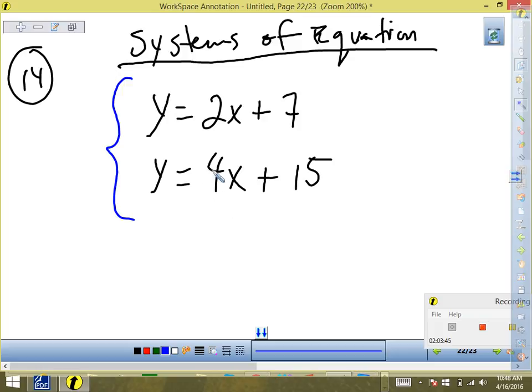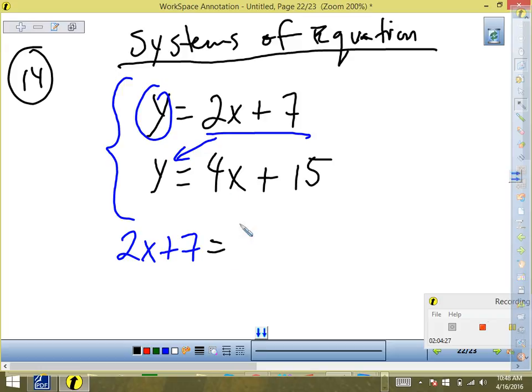You're like, what does that mean, Mr. Q? Why? This one says that y is 2x plus 7, yes? Y is this. So on this equation, we already know what y is. What is y? 2x plus 7. So I'm going to write this like this. 2x plus 7 instead of y equals 2, and I just bring this down. 4x plus 15.